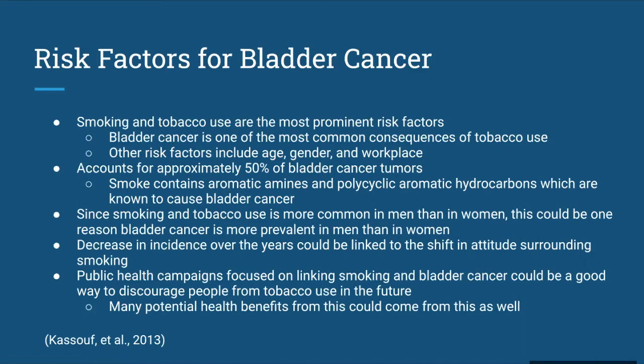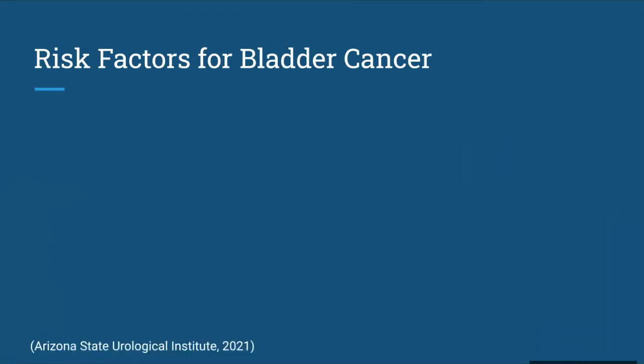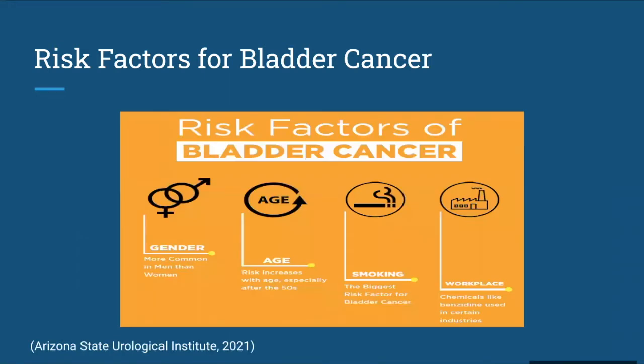Public health campaigns focusing on the relationship between smoking and bladder cancer could be good ways to lower the incidence rates and mortality rates of bladder cancer. Not only could these campaigns potentially lower bladder cancer incidence rates, there could also be many other potential positive side effects for health benefits as well. So this is just a graphic showing the different risk factors of bladder cancer, the major ones at least. And like I said, gender, age, smoking, and then workplace conditions are the biggest ones, and smoking is the biggest.